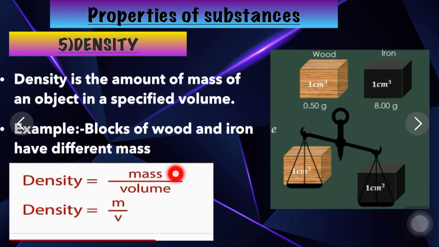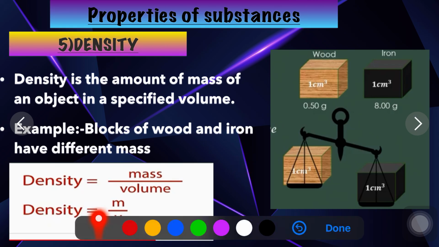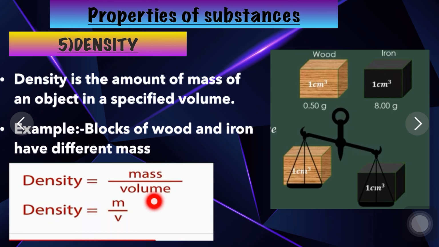One more example, student, of water. If you throw a stone ball into the water, it will sink. Why? Because its density is higher. The stone's density is higher than that of the water. If you throw a paper ball in the water, it will float. Why? Because the paper ball's density is lesser than the water's density. We have a formula also for the density: density equals mass upon volume.